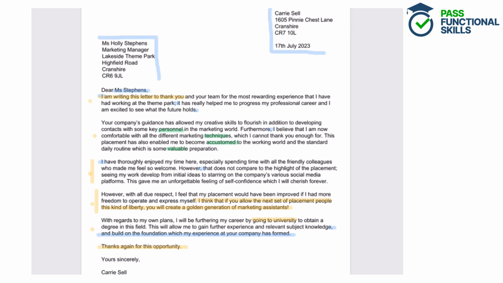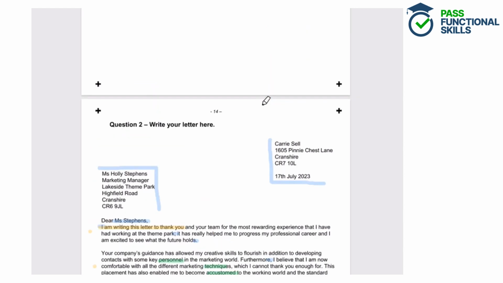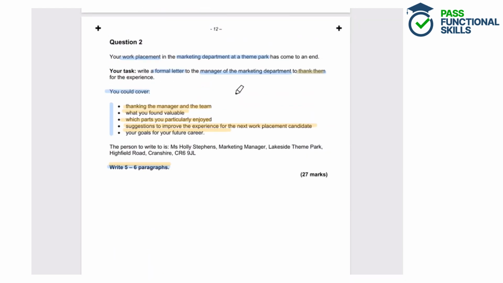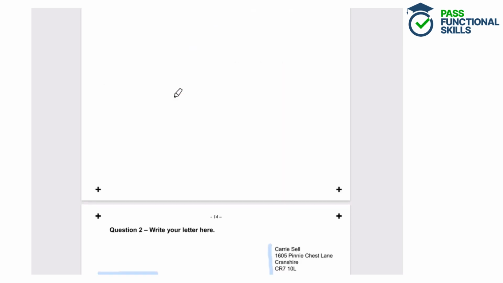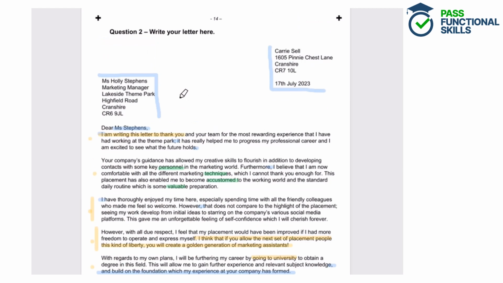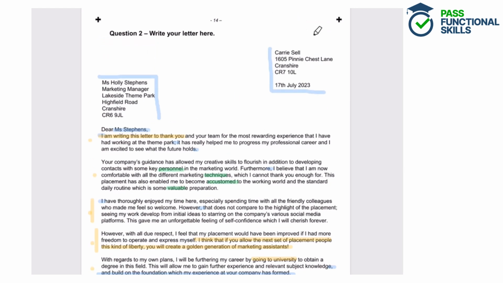So you need to choose appropriate organisational features that are going to make your writing clear and effective. So we've been asked to write a letter, a formal letter, and there are a few different organisational features that we need to include whenever we're writing a letter. So at the top here, we have the address of the sender and the date. Now, there are two very important features that we need to include in every letter that we write, as well as the address of the recipient.